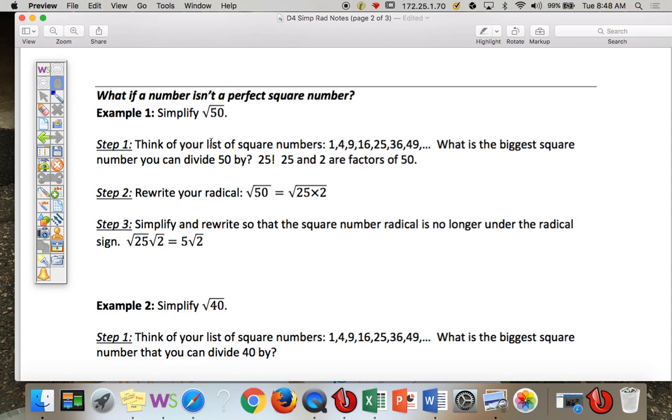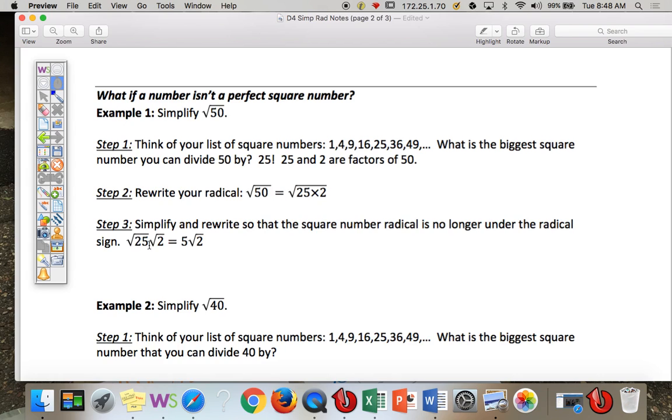Step 1, think of your list of square numbers. What's the biggest square number that you can divide 50 by? And if you don't know, just go down the list. 50 divided by 1, that works. 50 divided by 4, doesn't work. 50 divided by 9, doesn't work. The biggest number we can divide 50 by is 25. And the reason is 25 and 2 are factors of 50. So we can rewrite the radical. The square root of 50 is the square root of 25 times 2. Let's pull those apart.